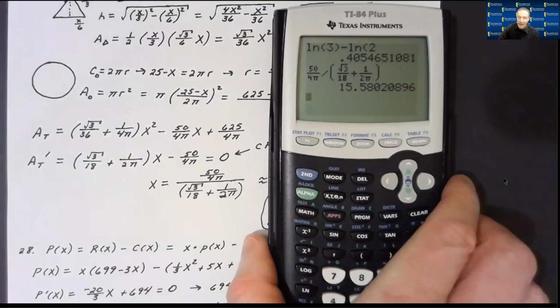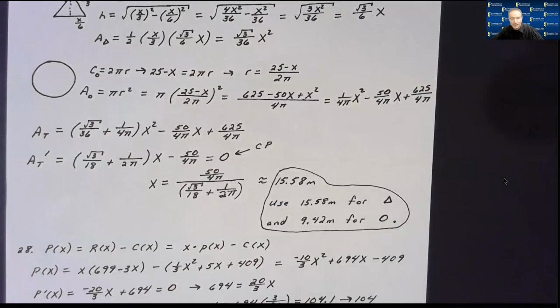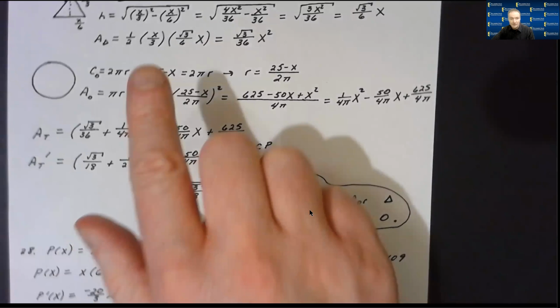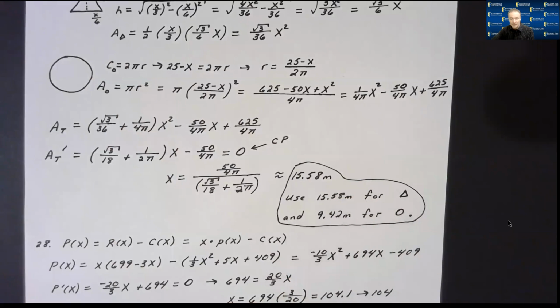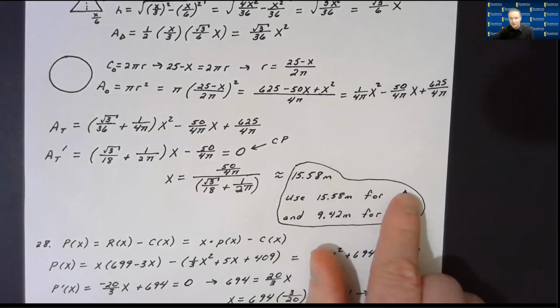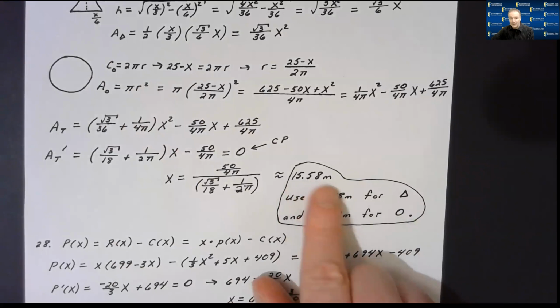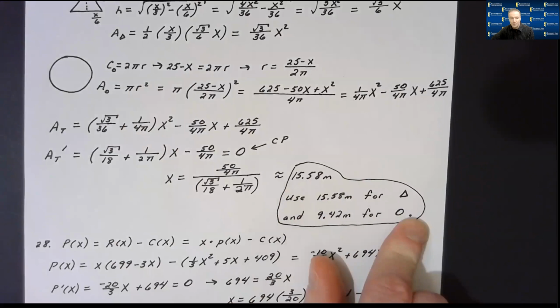Now, make sure you're answering the question. I would tend to get happy with that 15.58 and might stop there. I can't stop there. My problem on the test specifically asks me, what is the amount of wire that should be allotted to each figure? Well, X is the amount of wire that should be allotted to the equilateral triangle. So I said, okay, this is telling me 15.58 meters for the equilateral triangle. And then I just said 25 minus 15.58 is going to give me 9.42 meters left over for the circle.